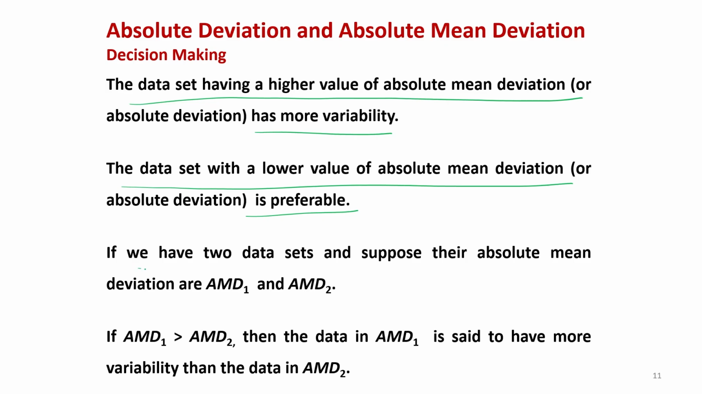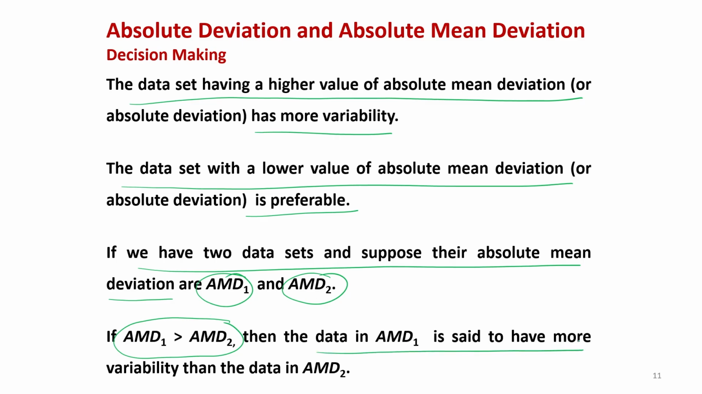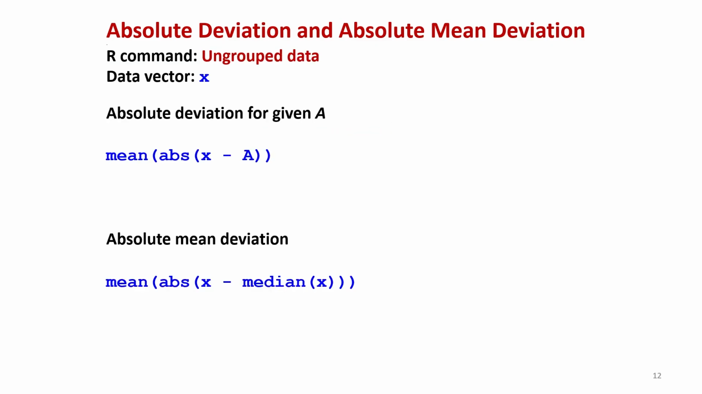And so if we have two data sets and suppose we compute their absolute mean deviations, say AMD1 and AMD2, and if AMD1 is greater than AMD2, that means data in AMD1 is said to have more variability than the data in AMD2, right? So now the next question comes over here: how are we going to compute it in the R software? I can share with you that there is no direct command in R to compute these values.